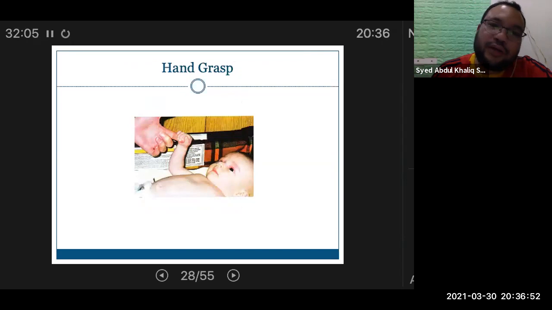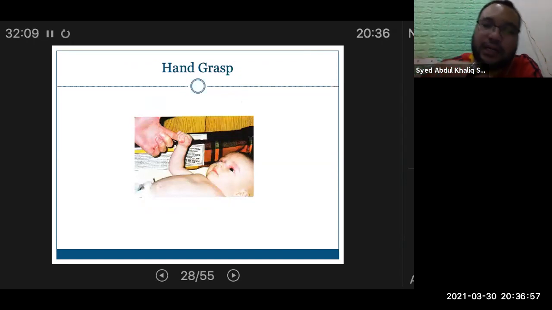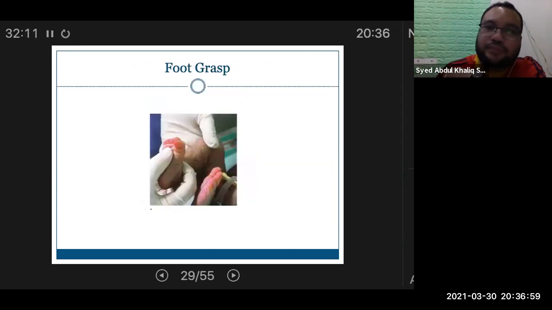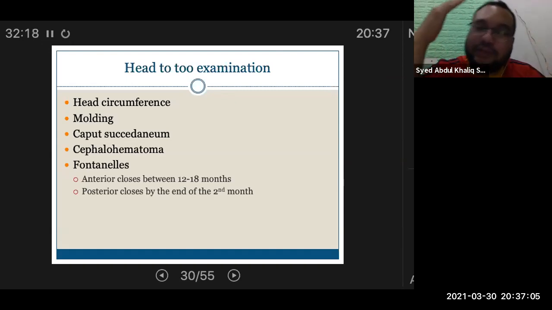We'll do tomorrow. Grasp, hand grasp, palmar grasp, plantar grasp. Dia akan grasp macam tu. And then basically again, newborn examination is an examination from head to toe. Head to toe. Maknanya you always begin from the head.